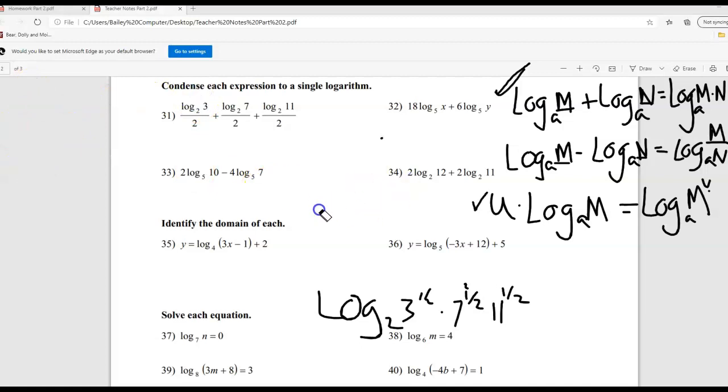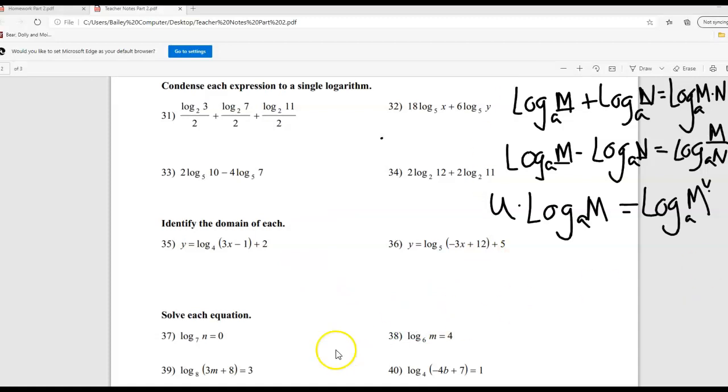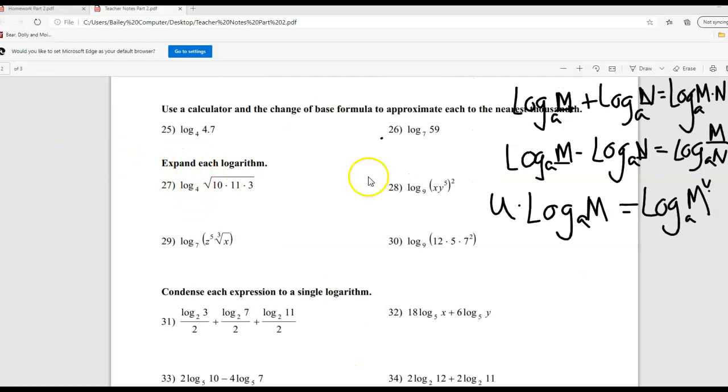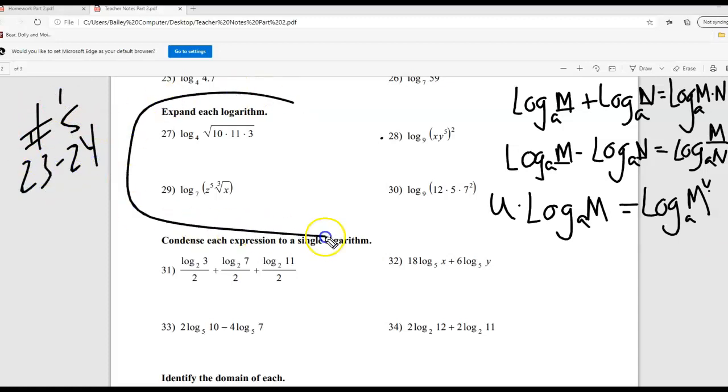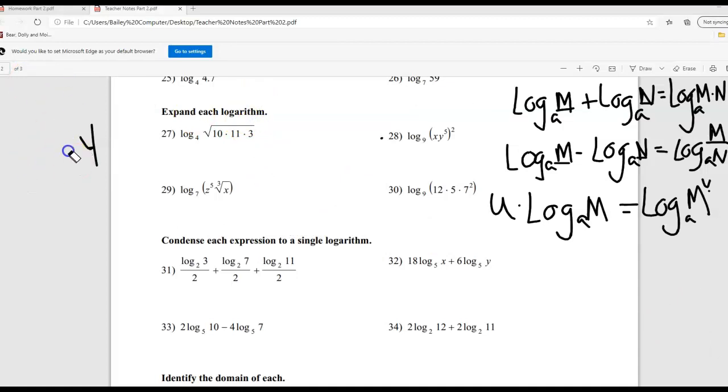All right. So that's for numbers 25 to 26. Now, on your guys' worksheet, you also have 23 and 24. So let's talk about 23 and 24 a little bit. 23 and 24 on your guys' worksheet is about expanding. So it's the opposite. So basically, instead of putting them together into one logarithm now, we're going to break them apart into multiple logarithms. Okay, so let's go ahead and get started with that.